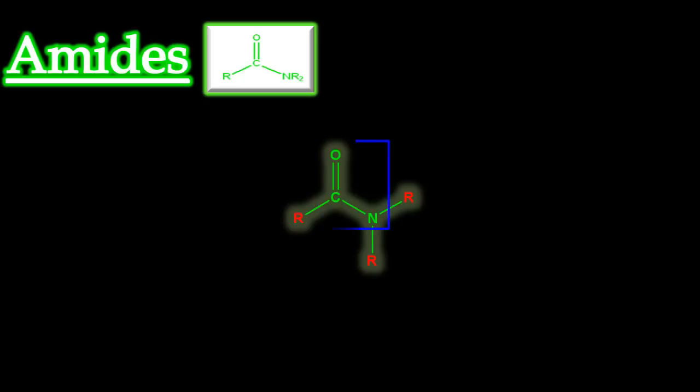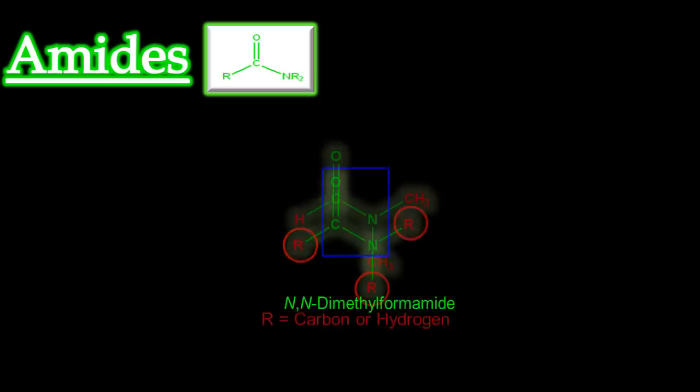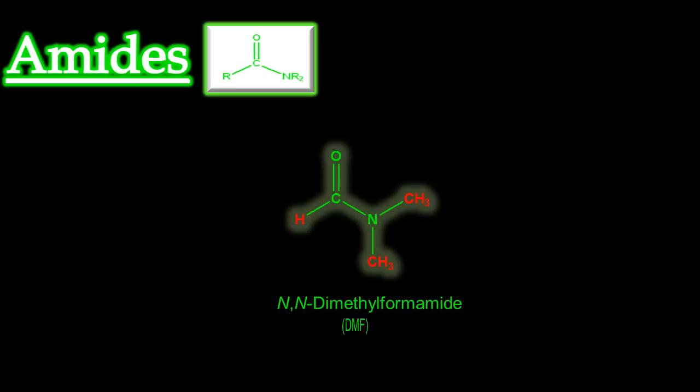Amides. Amides feature a carbonyl group that is bonded to a nitrogen. The carbon of the carbonyl is then bonded to either a hydrogen or a carbon, while the central nitrogen atom is bonded to 2 carbons or hydrogens, or a combination of the 2. N,N-dimethylformamide, or DMF, is one of the simplest amides. It features a carbonyl carbon bonded to a hydrogen, and a nitrogen bonded to 2 methyl groups.